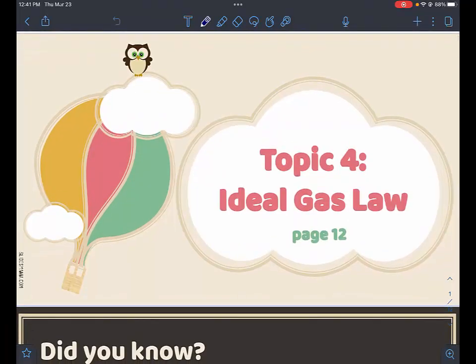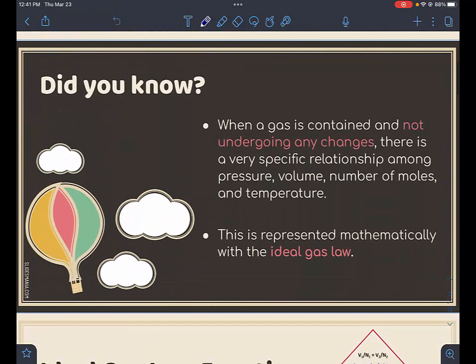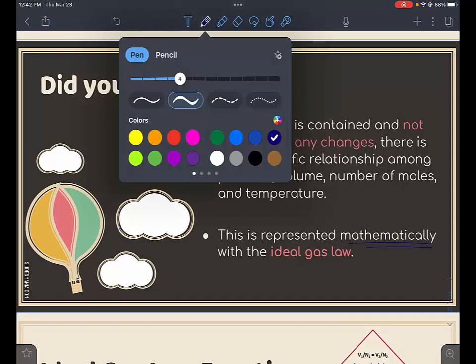All right, let's get started on topic 4, which is called the ideal gas law, and it will be on page 12 of your notes. So, did you know that when a gas is contained and not undergoing any specific changes, there's a very specific relationship among pressure, volume, number of moles, and temperature? And this is represented mathematically with what's called the ideal gas law.